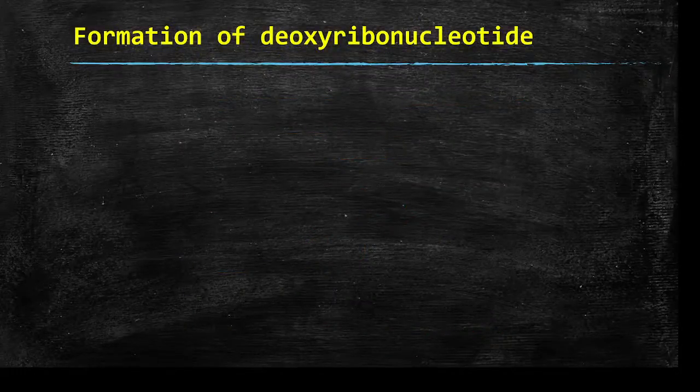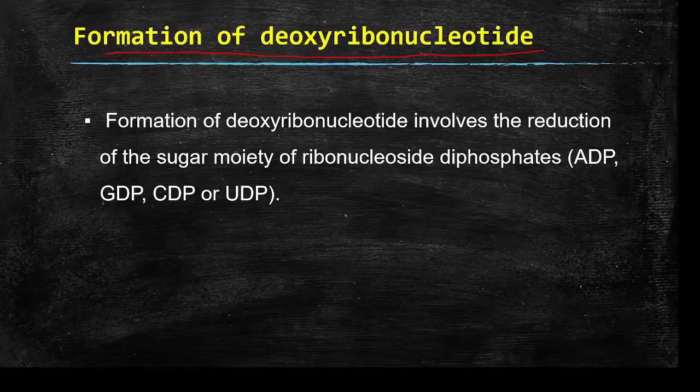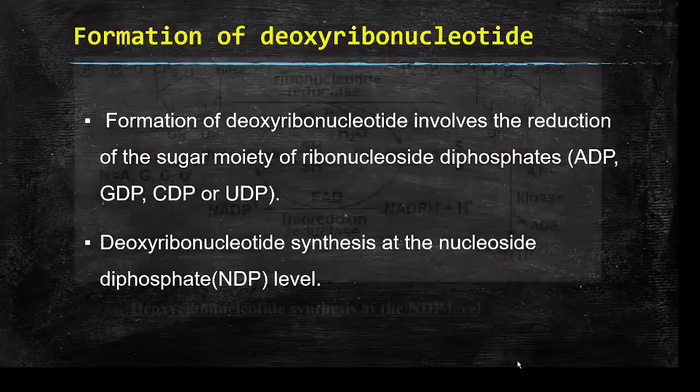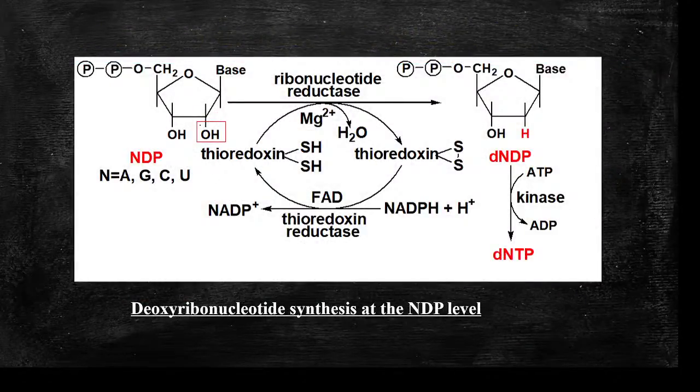Okay, so then formation of deoxyribonucleotide. The formation of deoxyribonucleotide involves a reduction of the sugar moiety of ribonucleoside diphosphates, that is ADP, GDP, CDP and UDP. Here we are going to remove oxygen from the second carbon atom of the sugar molecule. So deoxyribonucleotide synthesis happens at the nucleoside diphosphate, NDP, level. Here you have the nucleoside diphosphate. Which nucleoside it is depends on the nitrogenous base present over here.